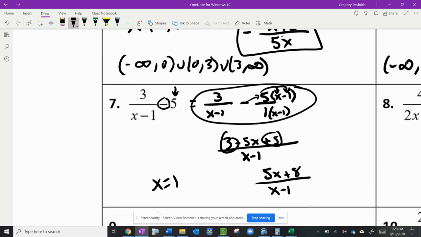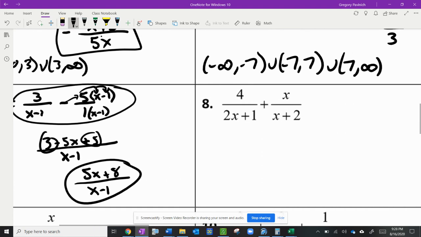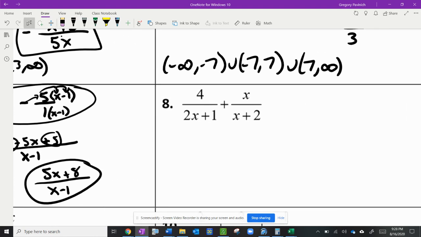And x can equal 1. I'm not going to do the domain. Y'all can do the domain, but I'm just going to save some time. Okay. Next one, you definitely would want to factor these if possible.